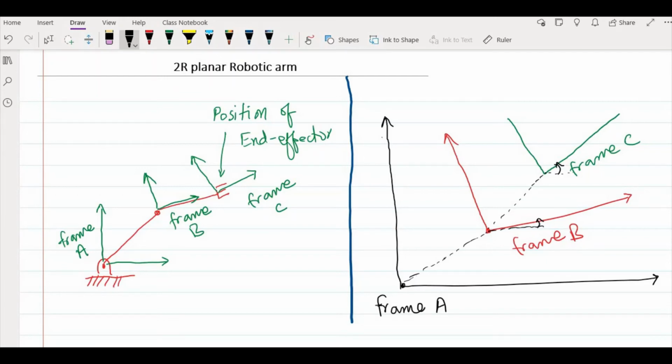So what we can do is try to develop a new tool by which we can also include the translations along with rotations, because in the previous slide we were discussing only the rotations of frame 1 with respect to frame 2, but now we shall also consider the translation.